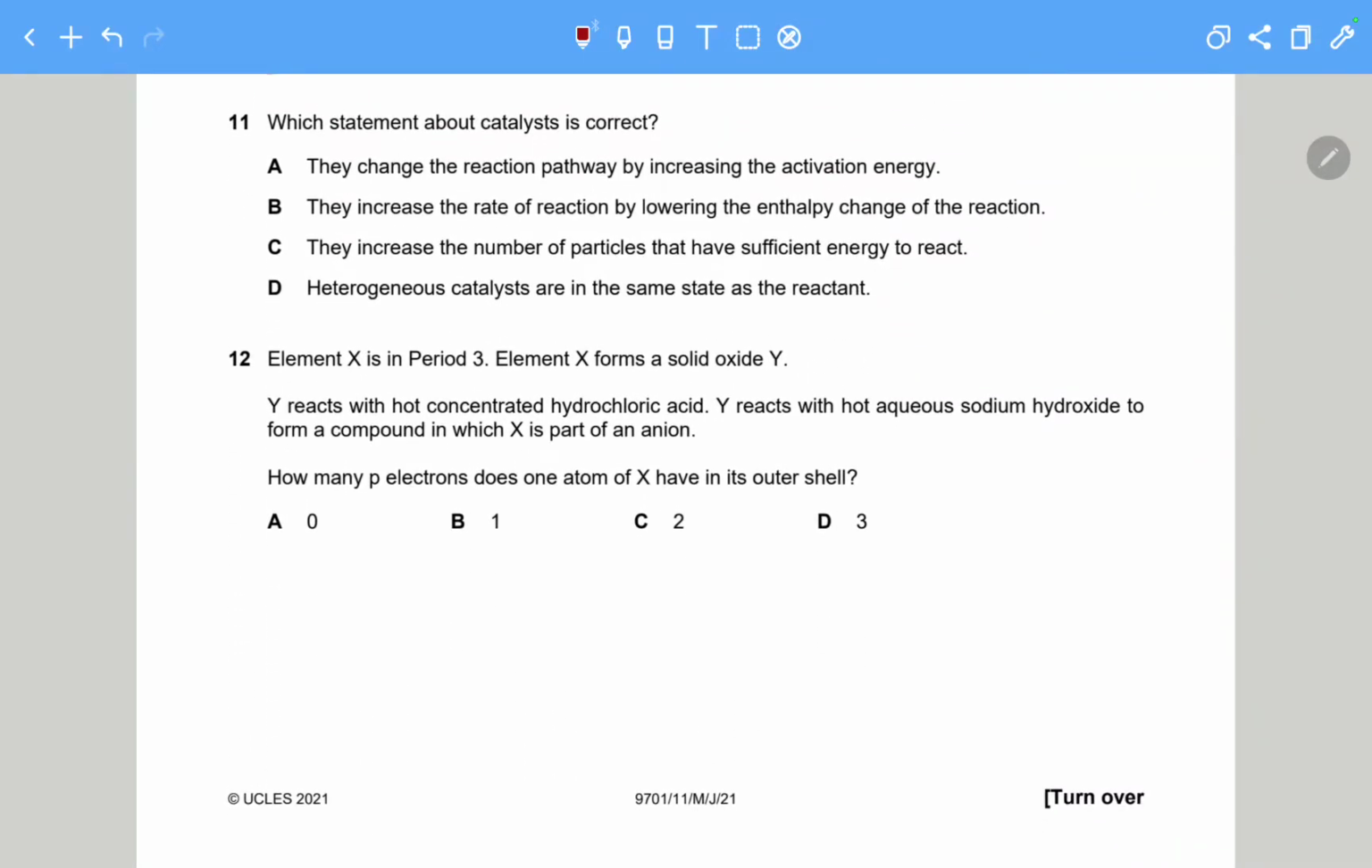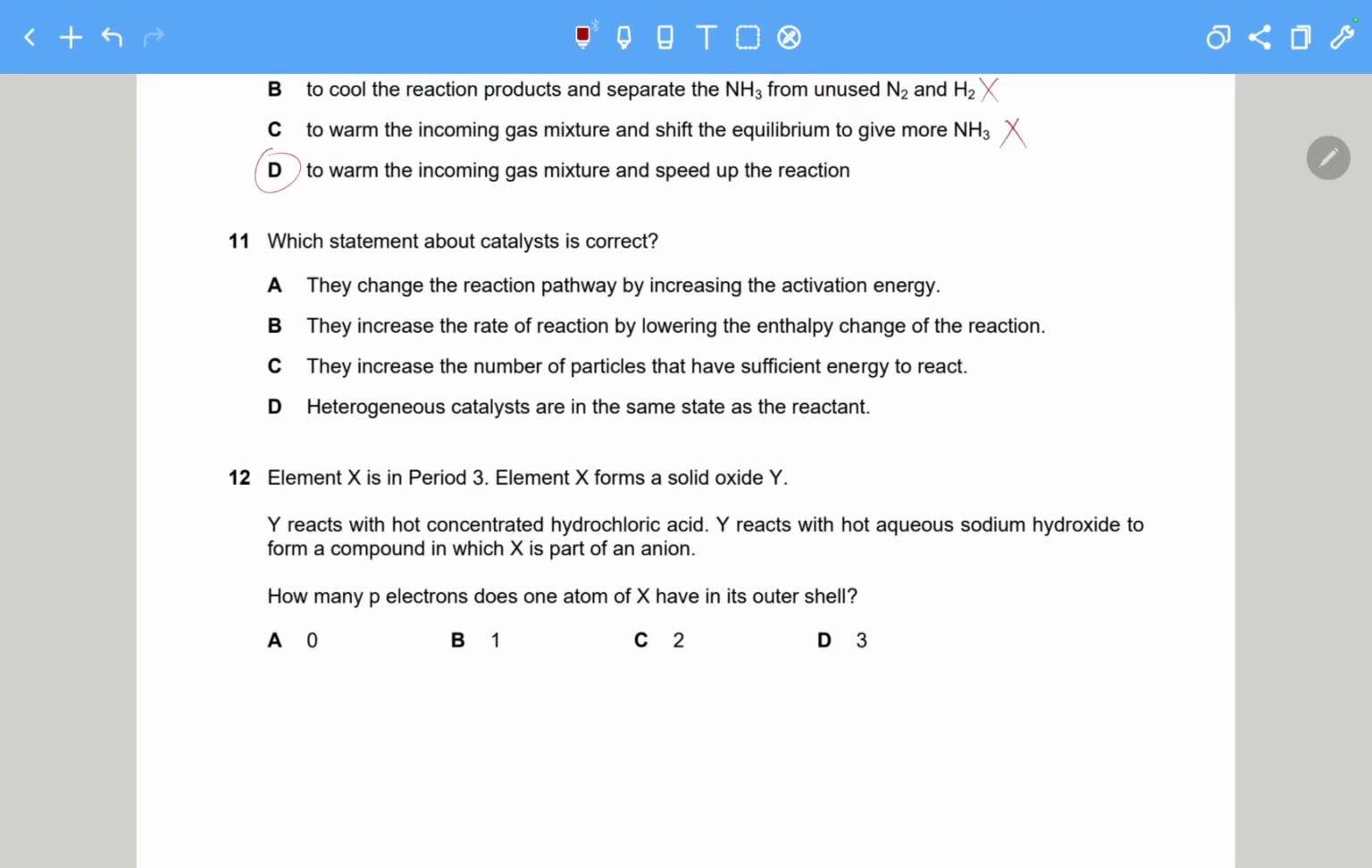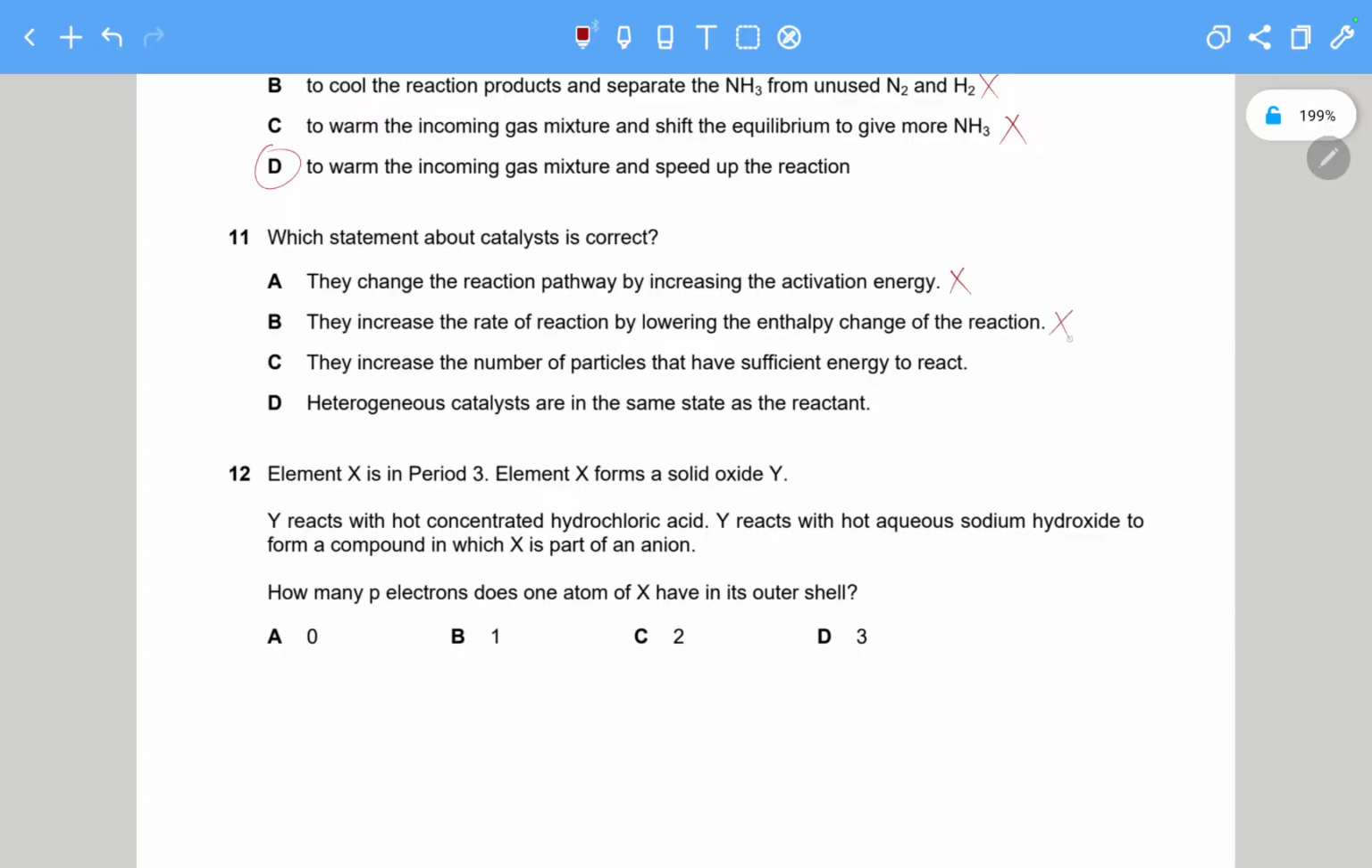Question 11. Which statement about catalysts is correct? They change the reaction pathway by increasing the activation energy. They do change the reaction pathway, but they decrease the activation energy. That's how they speed up the reaction. So this is wrong. They increase the rate of reaction by lowering the enthalpy change of reaction. Completely wrong. Catalysts do not change the enthalpy change. They only change the activation energy.